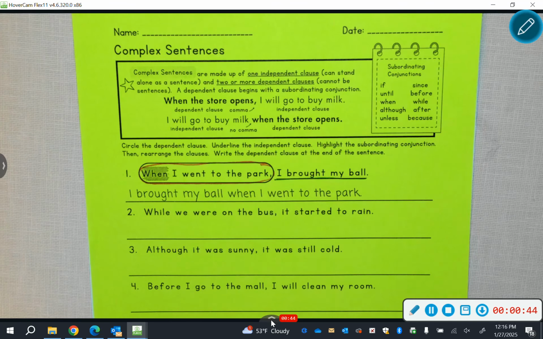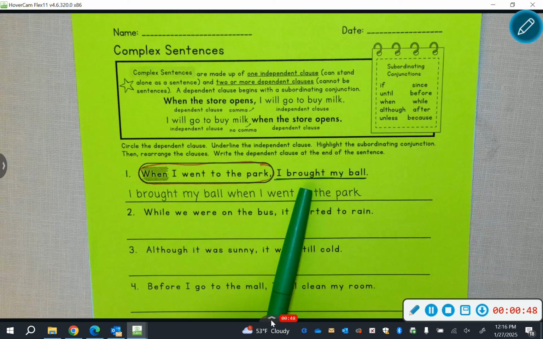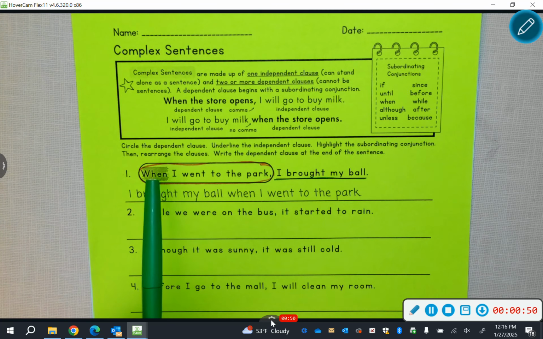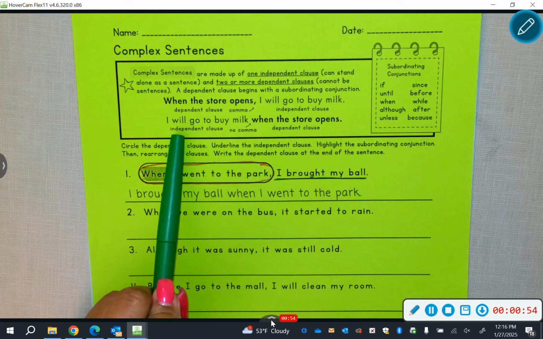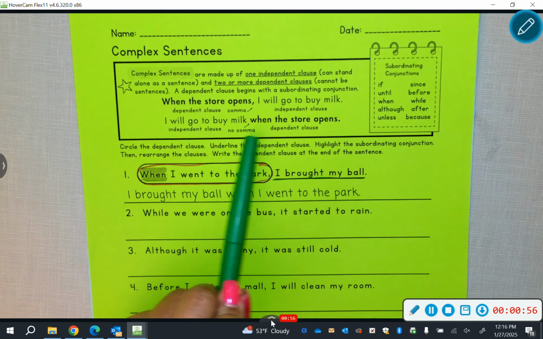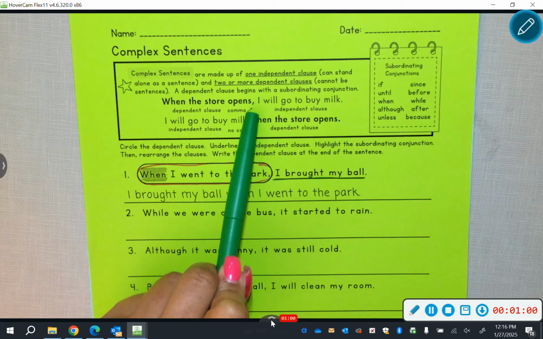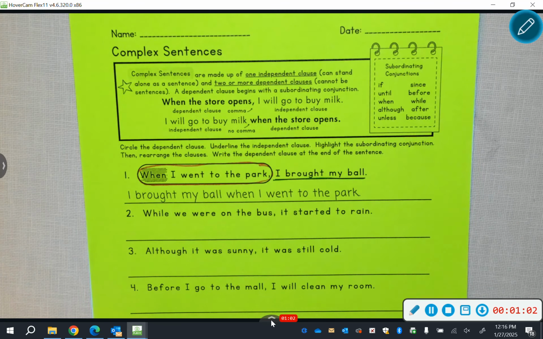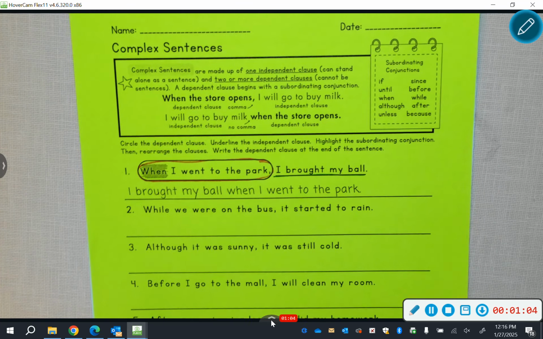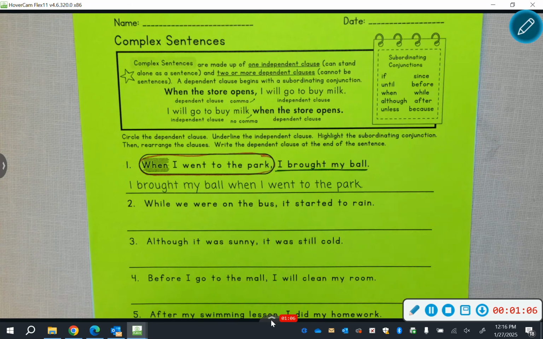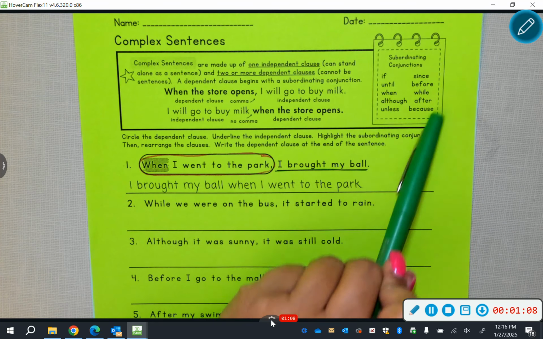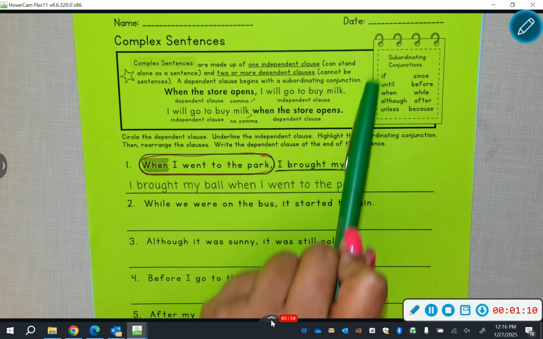I brought my ball when I went to the park. So what they did was they took the independent clause and they put it at the beginning of the sentence. Remember, when you have an independent clause first, there is no comma. When the dependent clause comes first, you have to have a comma. Okay, you know that it's going to be a dependent clause because it has these subordinating conjunctions right here, and it's right at the top.